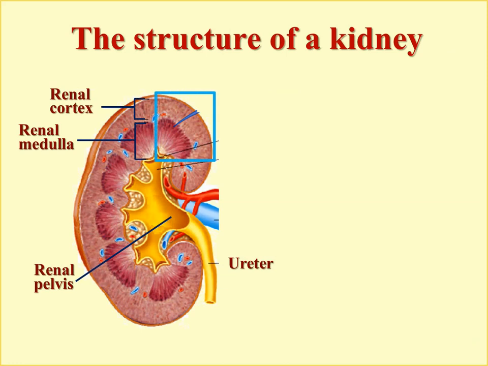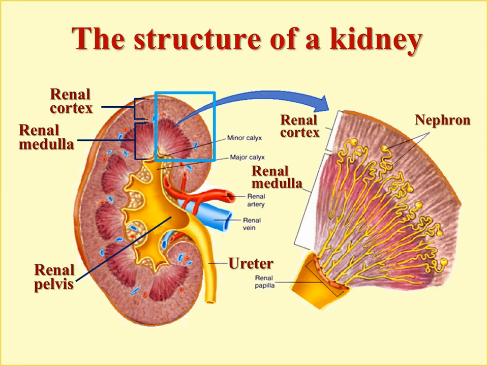If we enlarge one portion of renal cortex and medulla, we can observe numerous functional units of the kidney, which are nephrons. They are shown in yellow here, and now in red circles you can see the glomeruli, which are numerous and they are main for the process of filtration in the kidney.